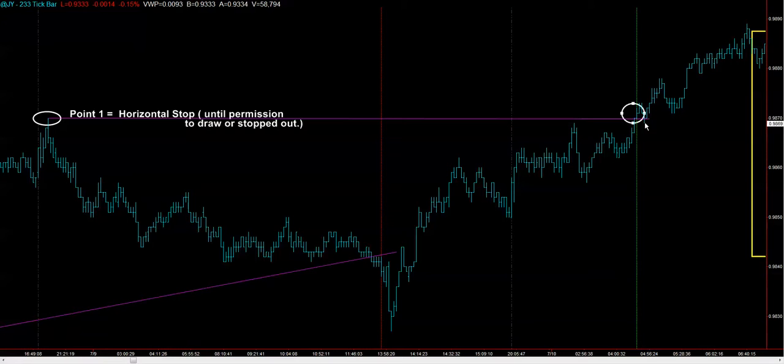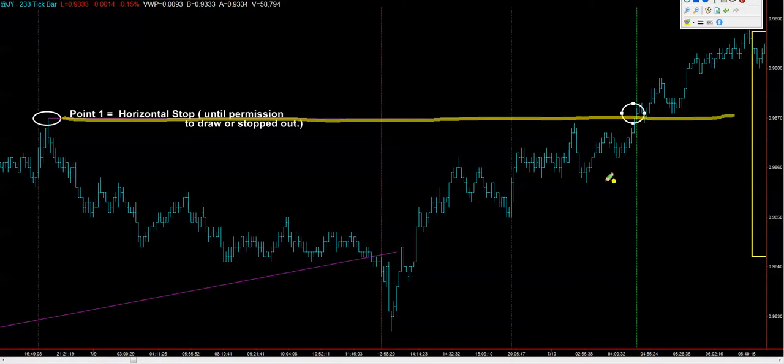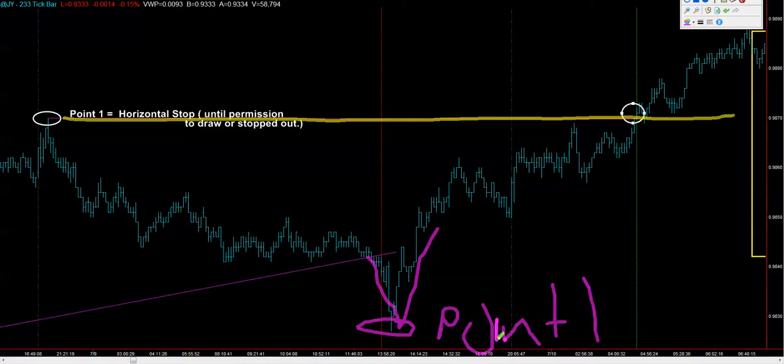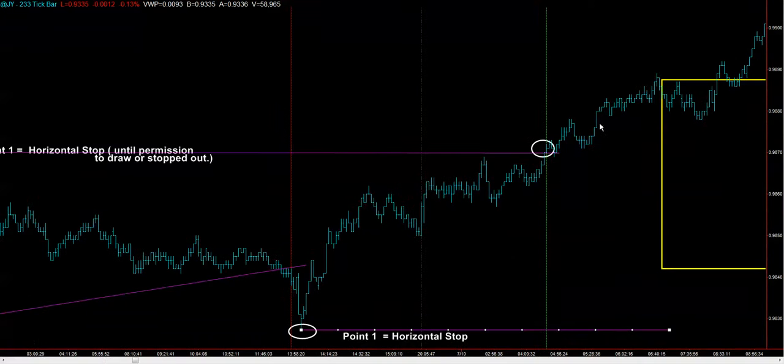close above the horizontal stop is sufficient for a reversal, and then at that point we take the lowest point of this trend line which was drawn. Just change that back to this one, and that's this point here. So there's our new point 1, and I will draw that up real quick. Okay, so I've drawn point 1, and we make that a horizontal stop.